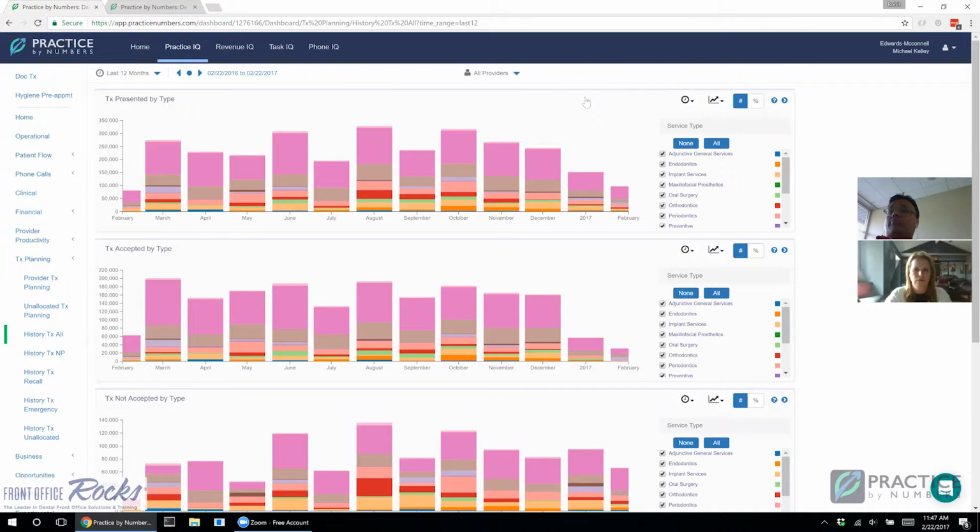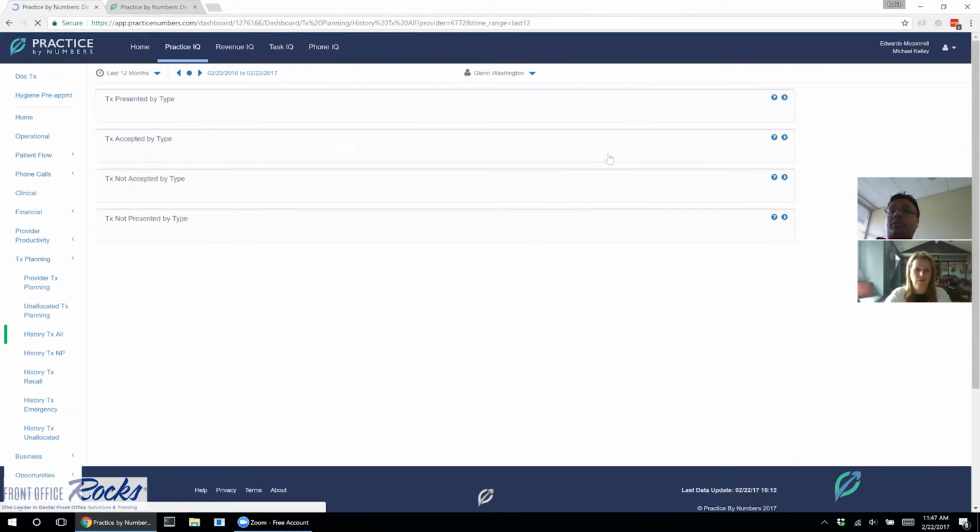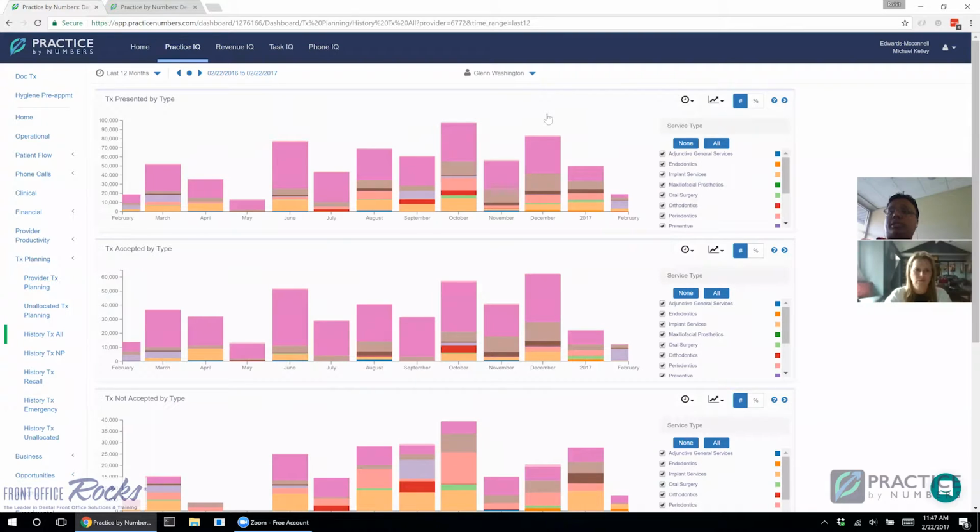And I can look at it per treatment, per provider. So I can pick, let's say, one of the providers right here. I'll pick Dr. Washington, and see what has been presented by that doctor and what's being accepted by the patient. The top number shows treatment accepted by type and the bottom number shows treatment not accepted by type.